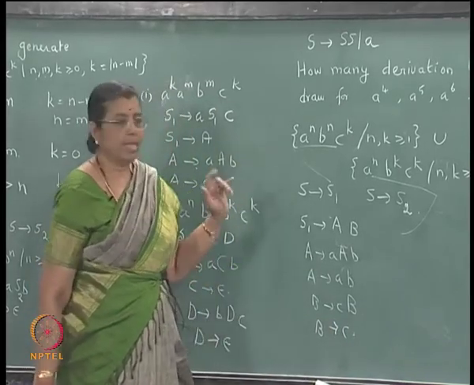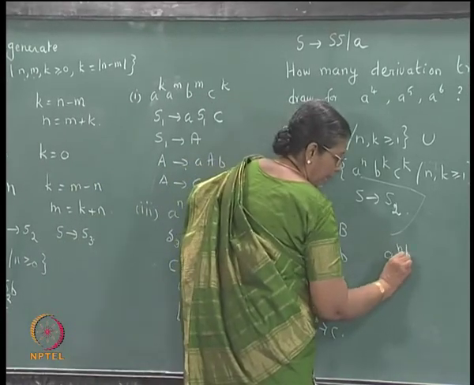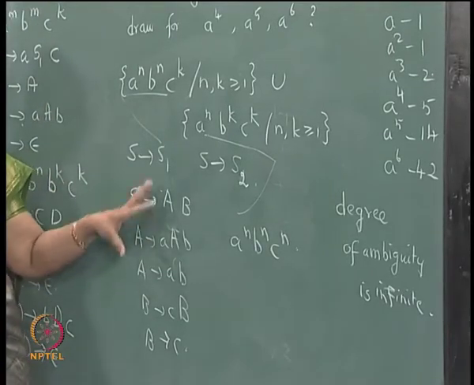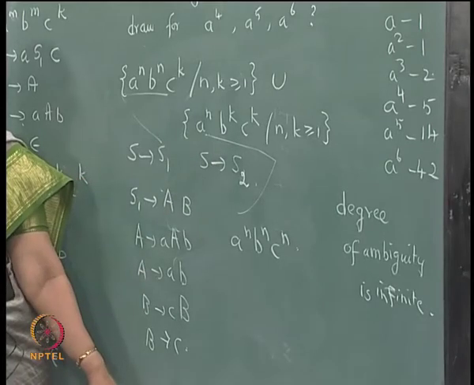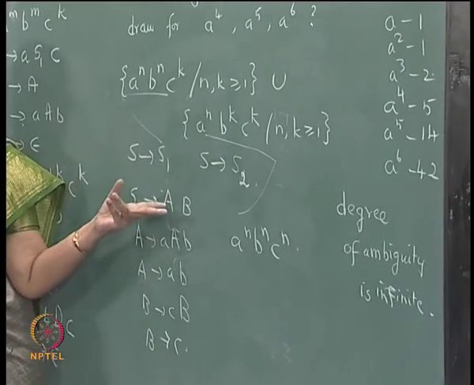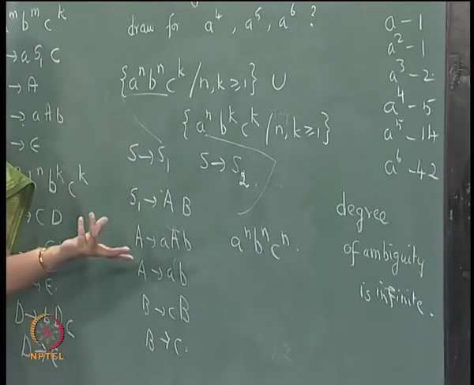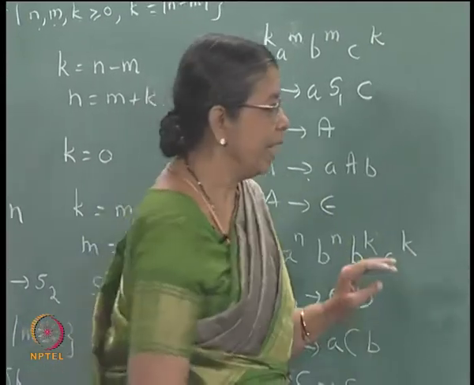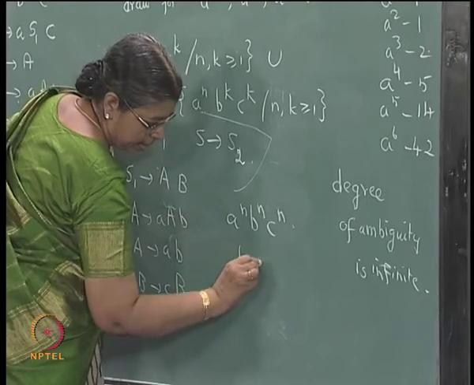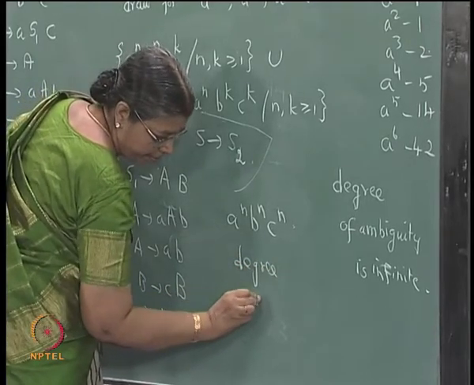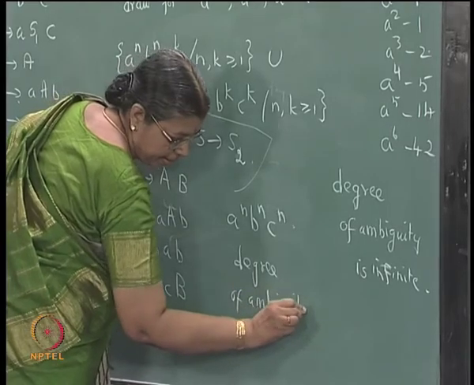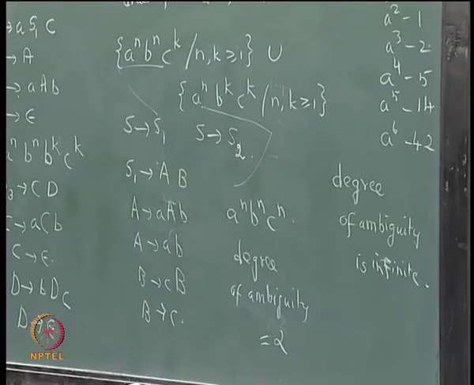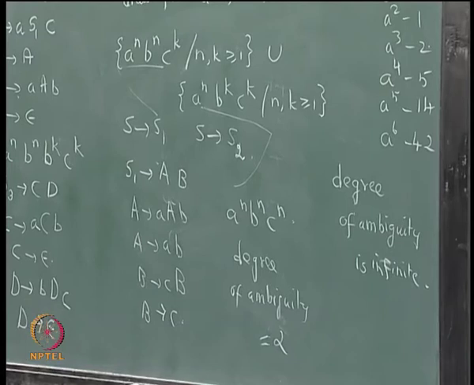but the ambiguity arises because a string of the form a power n, b power n, c power n will have a derivation from S1 and another derivation from S2. So, it will have two derivations, right. Any string will have either one derivation or two derivations, it will not have more than that. So, what is the degree of ambiguity here? Degree of ambiguity for this grammar can be finite or infinite.